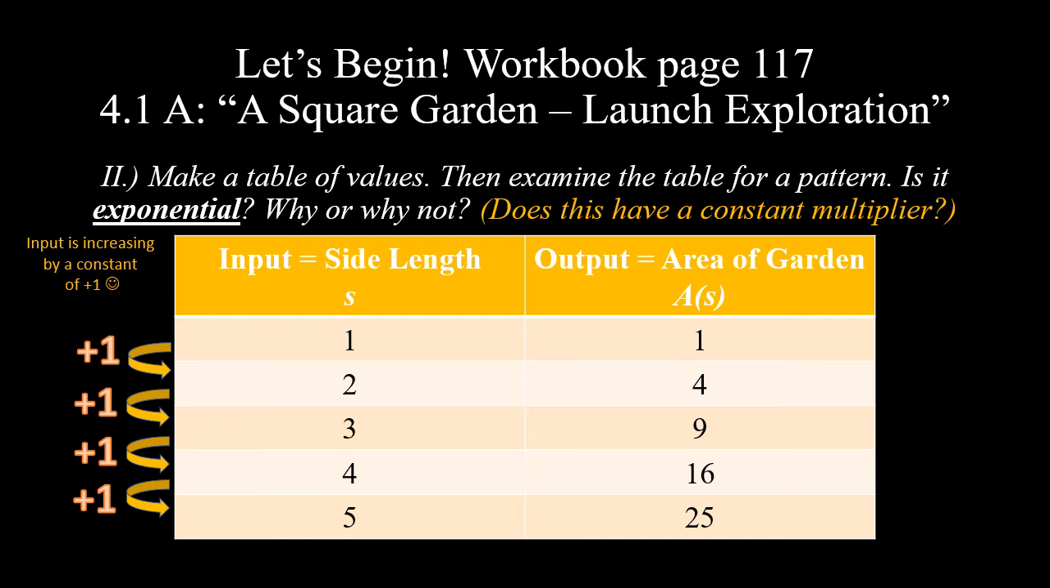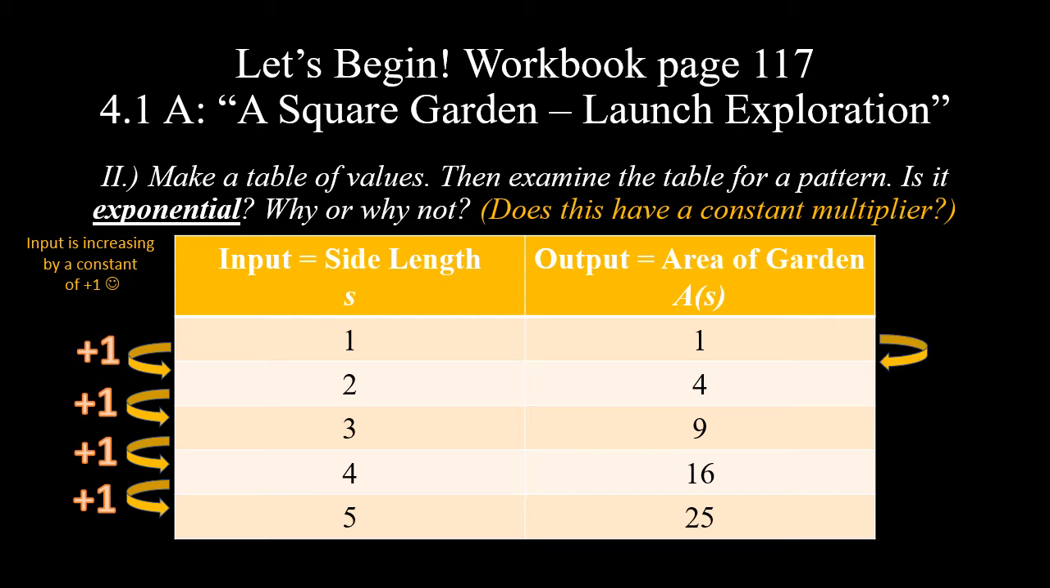Okay, guys, so we know it's not linear. Now, let's look at our table of values and examine it for a pattern to see if it is exponential, which means I'm asking you, does this have a constant multiplier, right? We know that about exponential functions. We should be able to look at the table and find a constant multiplier. So I left the input filled in already. We know the input is increasing by a constant of +1. We're happy about that. Let's look at the output to see if we can find a constant multiplier.